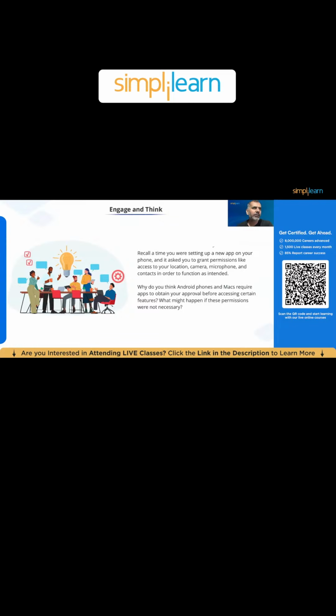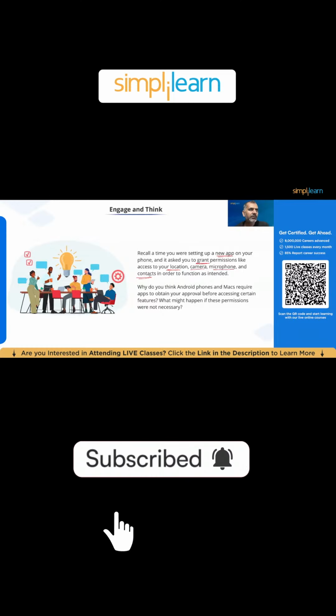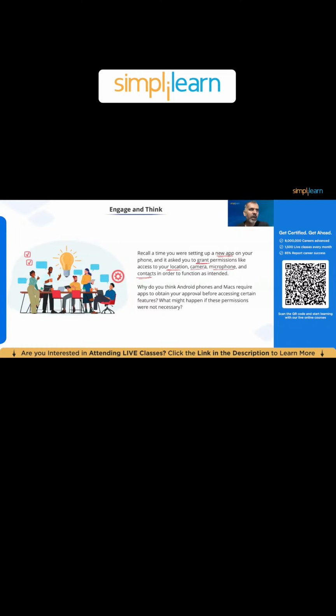Whenever you install a new application on your phone, whether it is an iOS phone or Android phone, this application is going to ask you to grant certain permissions, like permission to access your location, your camera, your microphone, or maybe sometimes your contact details as well. And these permissions are asked by the applications to provide certain functions which are required for that application. The question is, why do you think these applications need to obtain your approval before accessing certain features?